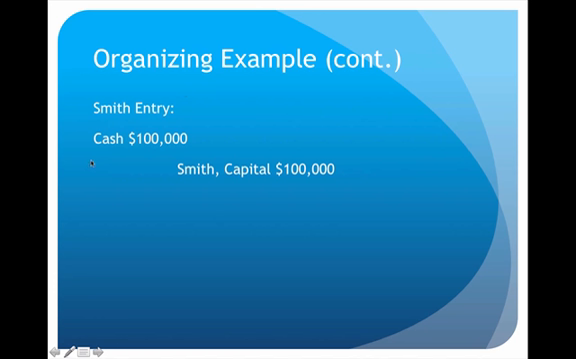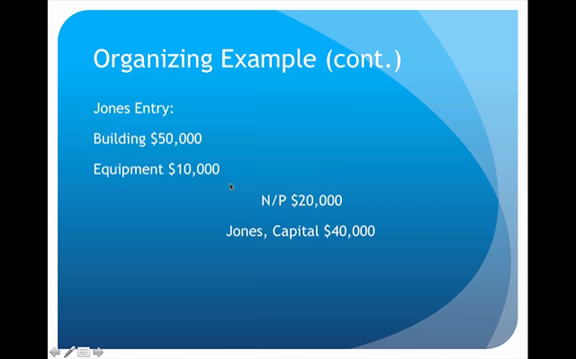So I'm going to debit cash for $100,000 because now that money belongs to both of us. Now the money belongs to the partnership, and I will establish a capital account for Smith by crediting Smith Capital $100,000. The Jones entry is a little bit more complex. Jones was actually investing two different assets.